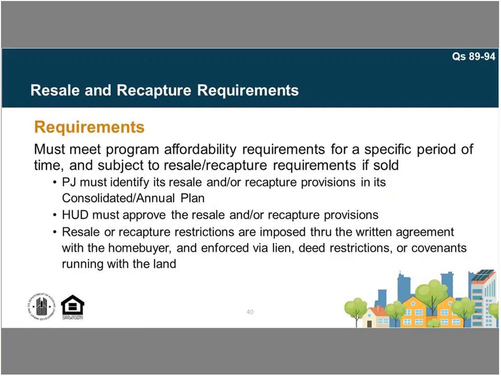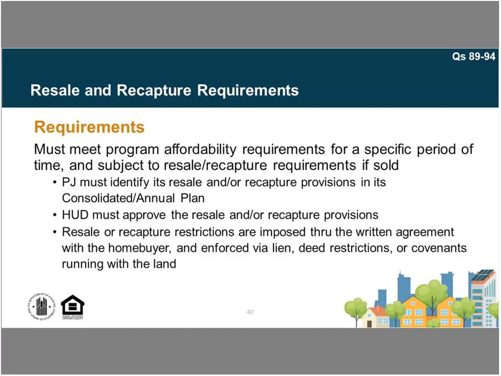So the next grouping of questions are about the resale and recapture provisions. Just to recap, resale requires that a fair return go to the seller and the unit must be resold to another low-income household during the affordability period. So your first buyer is low income. When that first buyer decides to sell, if it's during that 5, 10, or 15-year period, that first buyer is eligible to receive a fair return, and it must be resold to the subsequent buyer. The second buyer must also be low income. So that's what we consider resale.